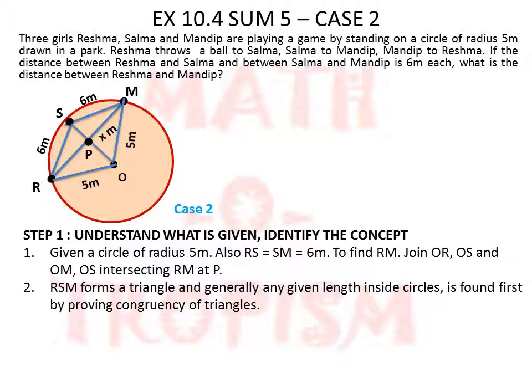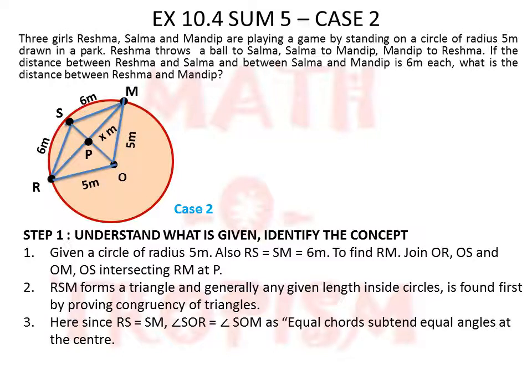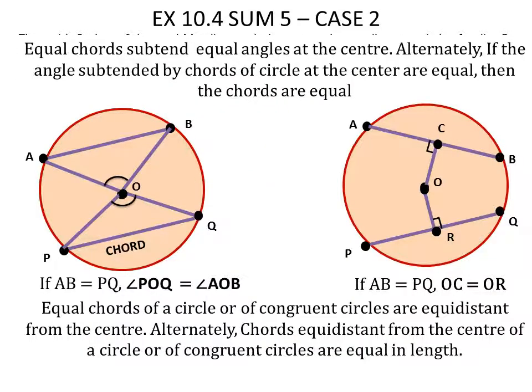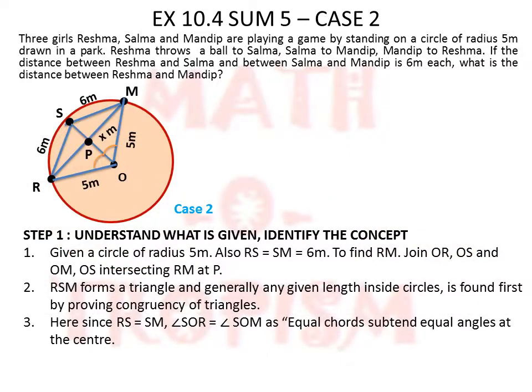We can continue like the old case, or here, since we already have that RS and SM are equal, instead of proving ORS and OSM's congruency for finding the included angle, we can directly write that RS is equal to SM. So equal chords subtend equal angles at the center. That is what we have already seen. So when we take that, it comes to angle SOR is equal to SOM. Now why did we do this? Because the included angle we have to make equal.